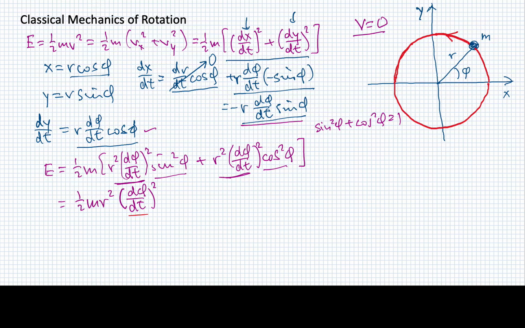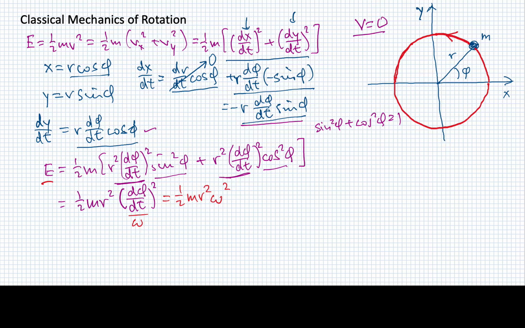So what we do is we define this derivative as an angular velocity called omega, just like the omega we use for the harmonic oscillator. So we in fact rewrite this as 1/2 mr squared omega squared like this. This omega has units of inverse seconds or radians per second. And when it's multiplied by mr squared, it gives us something with units of energy.